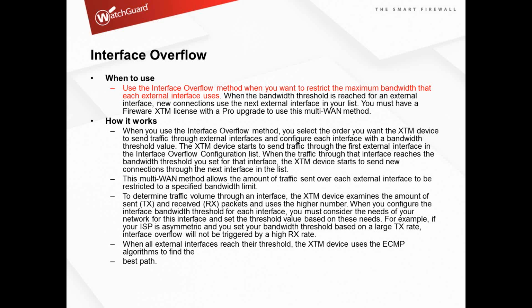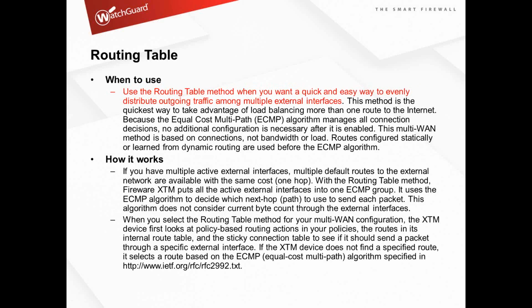Interface overflow, so when to use. This is perfect for cases where maybe you only have a cap on one line, and once the bandwidth at any given point reaches that threshold, you want to spill that traffic over onto your secondary interface. So you would use this method when you want to restrict the maximum bandwidth that each external interface uses, and then when the threshold is reached, new connections use the next external interface in your list, or the secondary. And again, with that, you must have a Pro upgrade to be able to use that license.